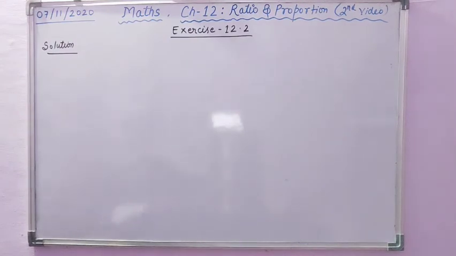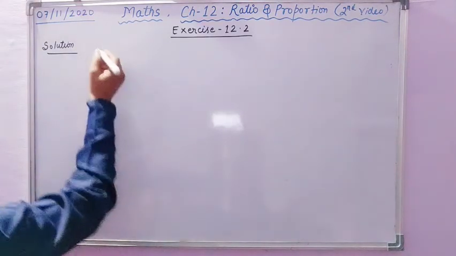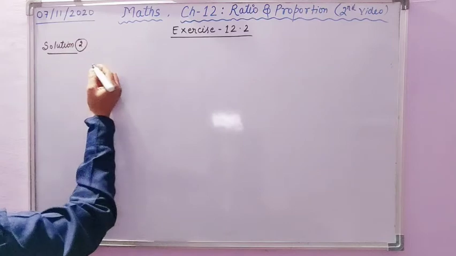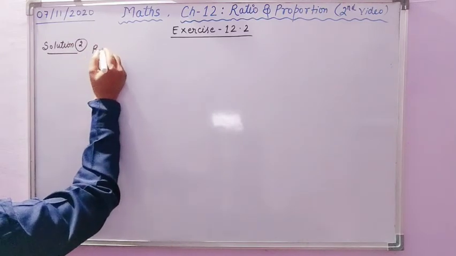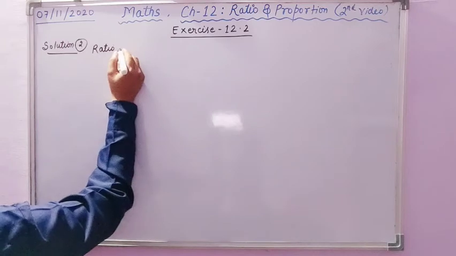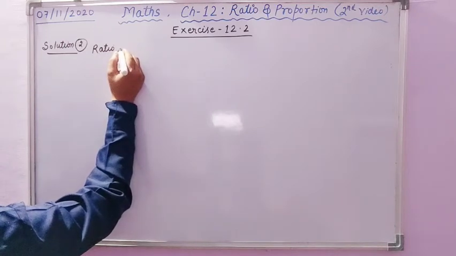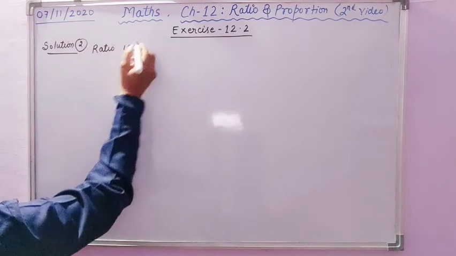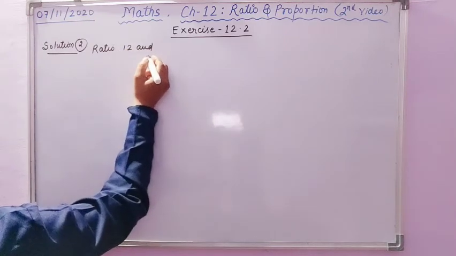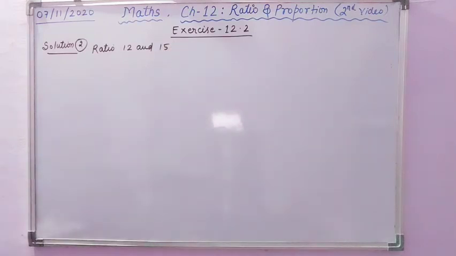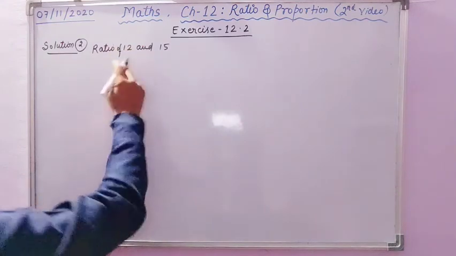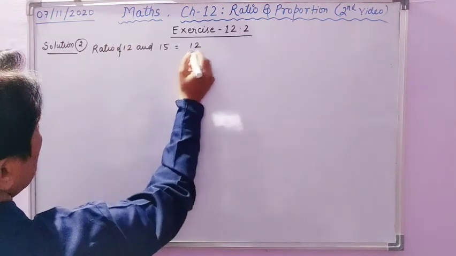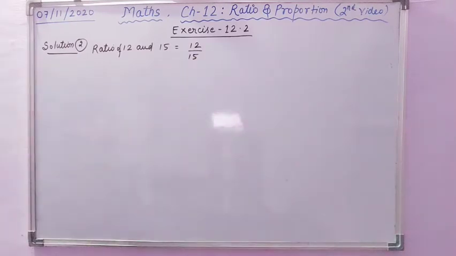Now question number 2. Do 12, 15, 4 and 5 form a proportion? Let's check it. Solution 2. Ratio of 12 and 15. The ratio of 12 and 15 is equal to 12 upon 15.